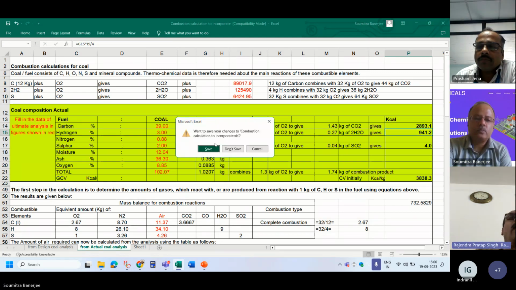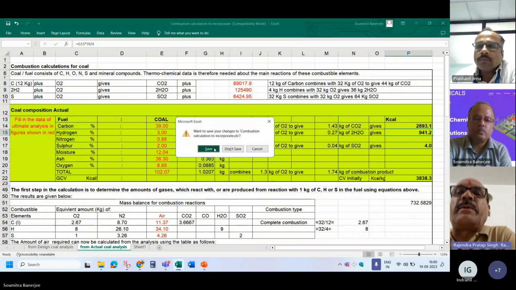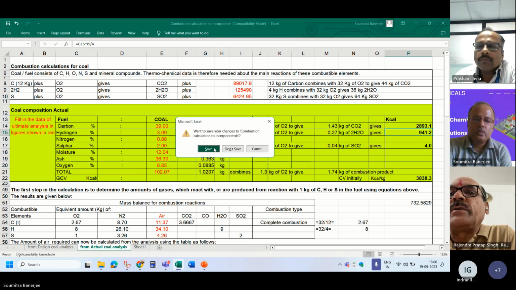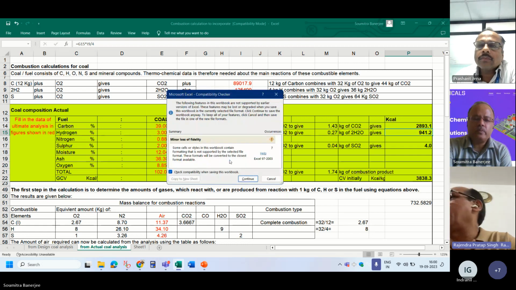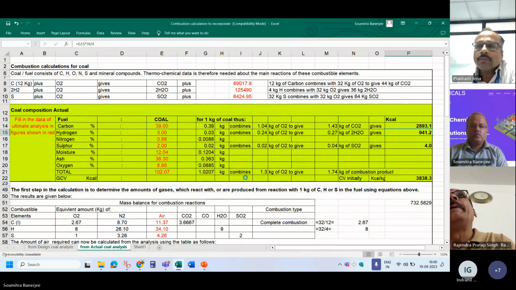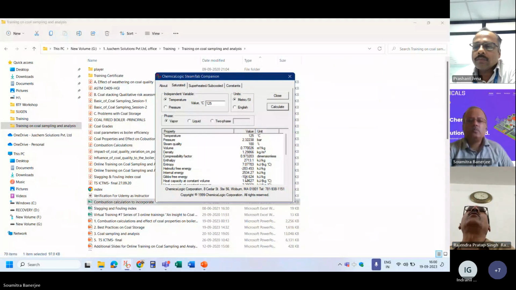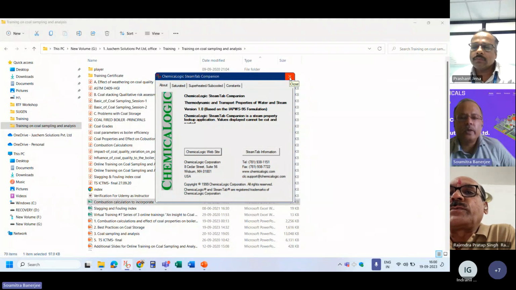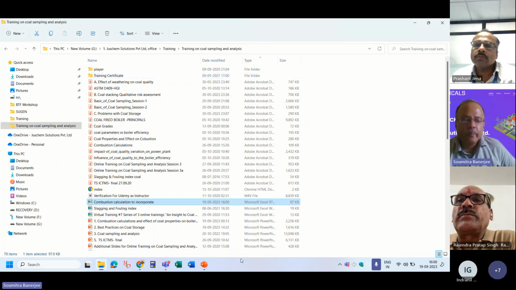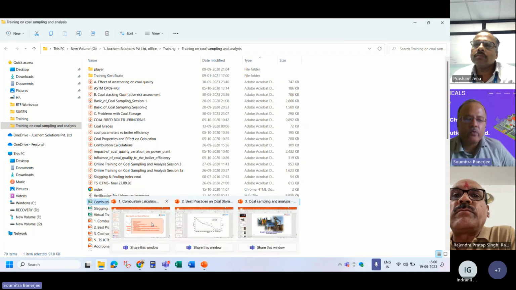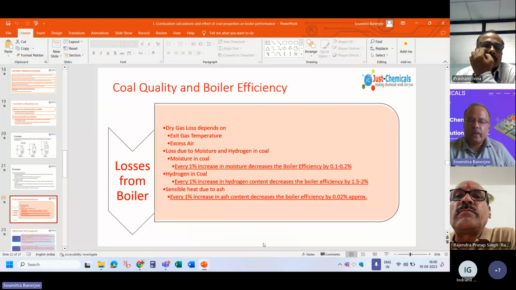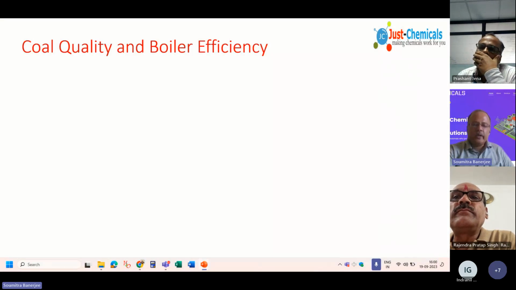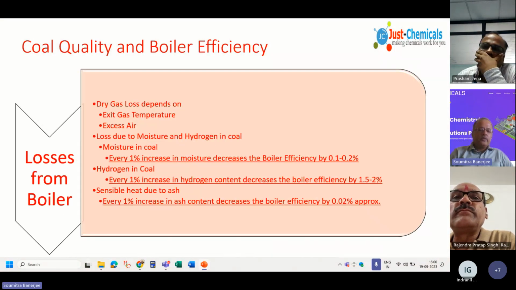So how often do we require to do this ultimate analysis of coal and check our efficiencies? Sir, because if you see this, direct efficiency is nowhere near that indirect efficiency. Yes, very true, sir. Absolutely, you're making very big sense, which is very important for all of us. We have seen this direct efficiency is no way nearer to the indirect efficiency.